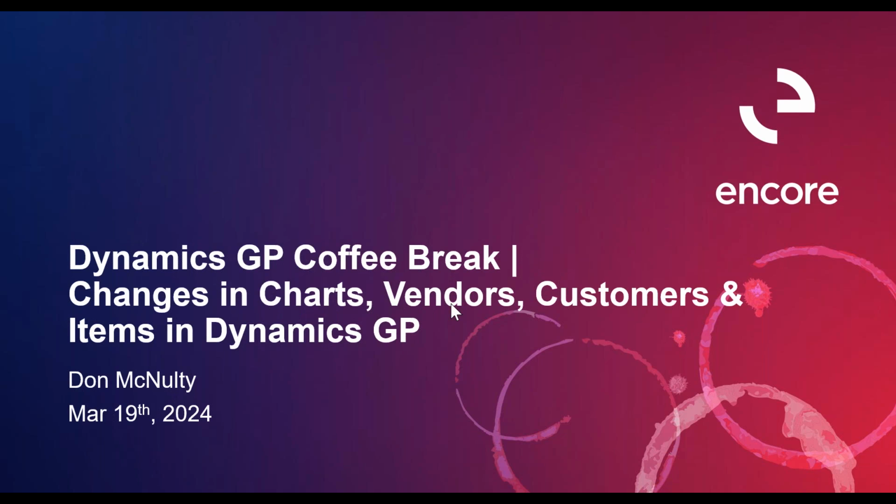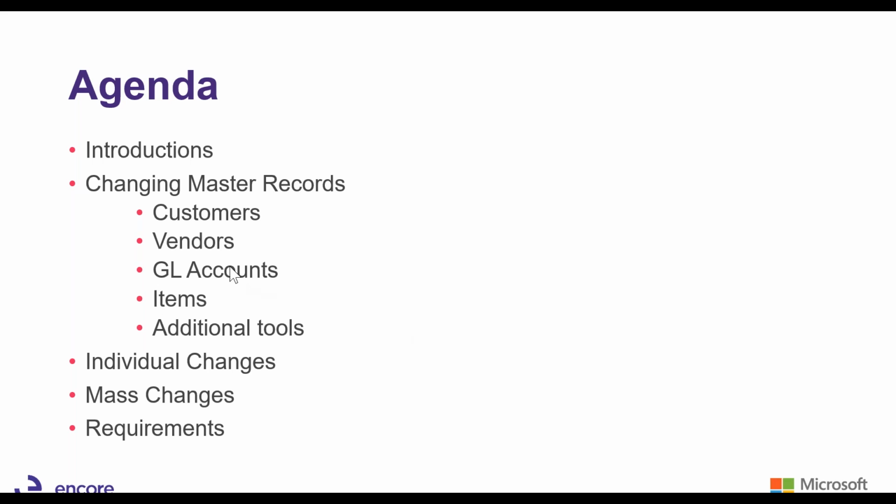So today what we're going to talk about is changes in master files. These include the charts, the vendors, the customers, and the items. So we have master records that we can change quite easily. Customers, vendors, GL accounts, and items are the main four master files that GP has. There are additional tools as well which allow you to change things like territories and a bunch of other stuff, which I'll discuss very briefly.